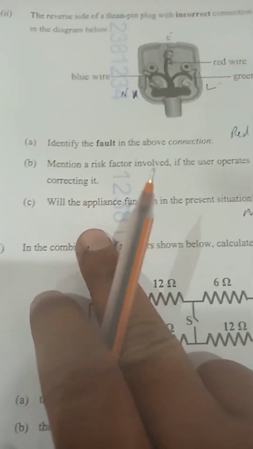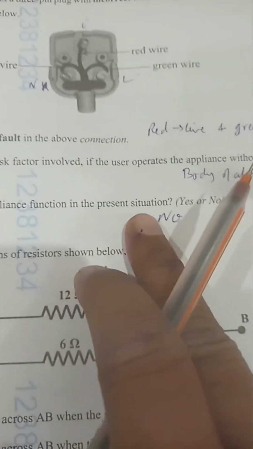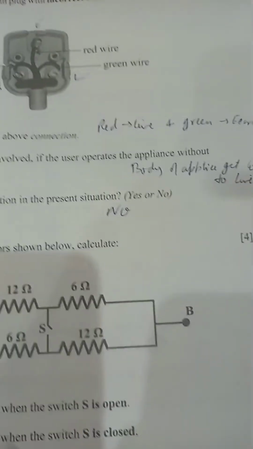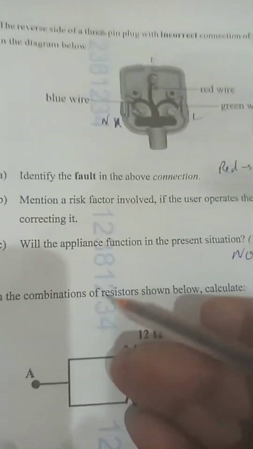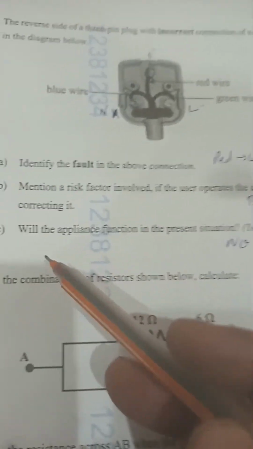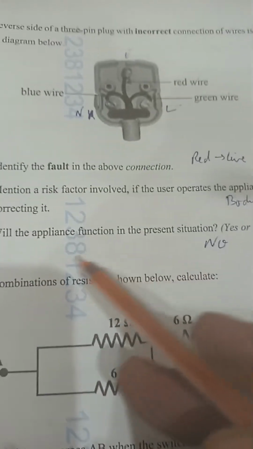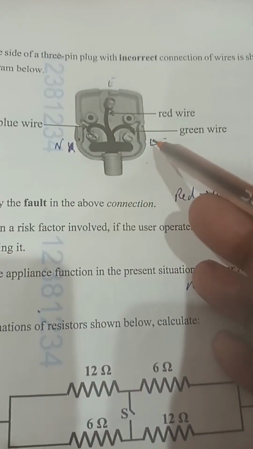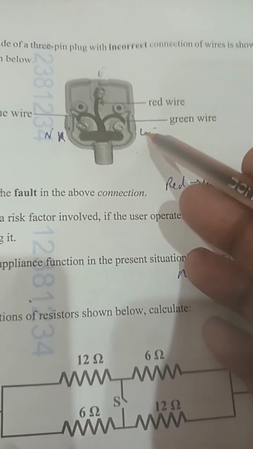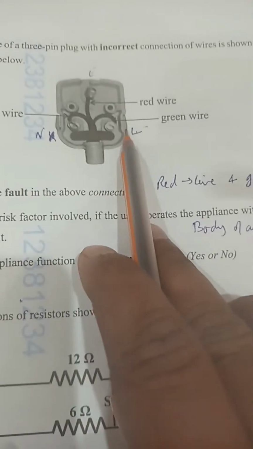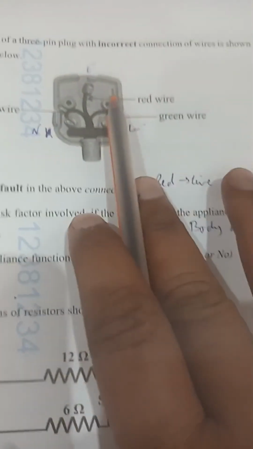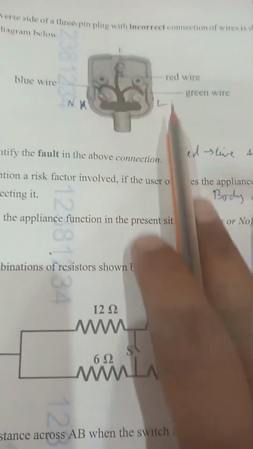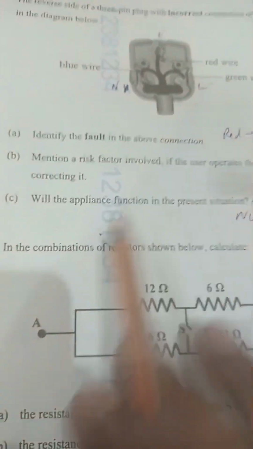Then, will the appliance function in the present situation? Yes or no? It will not operate. The appliance will not work in this case because live is not connected to the main. Main is connected with the earth. Live is still not receiving the current. So current will be there in the body of the appliance, but the appliance will not function at all. So the answer is no.